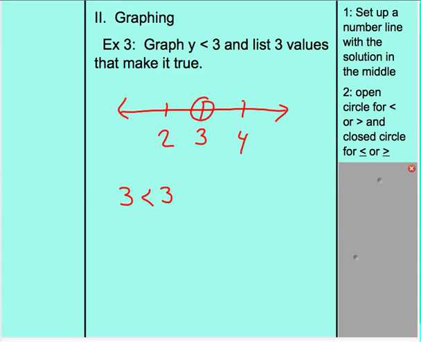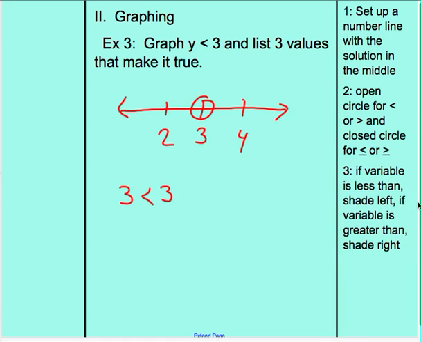Our solutions will be shaded. So if you have the greater than or equal to or less than or equal to, you shade in or have a closed circle. And then finally, you shade in the correct direction. So if your variable is less than, and be careful because if your variable isn't on the left, you have to kind of read the inequality backwards. If your variable is less than, you shade the smaller values, which are to the left of your circle, and then greater than are greater values, which are to the right of your circle.